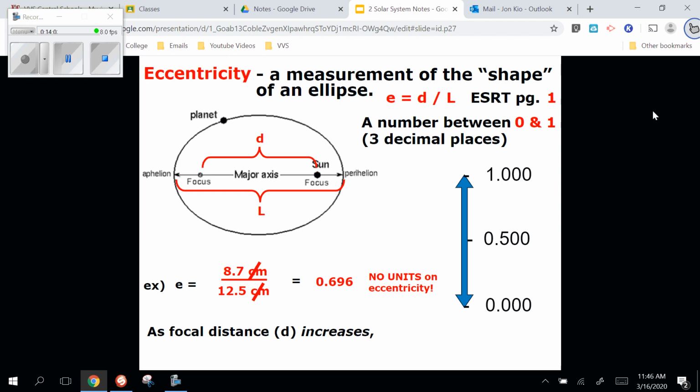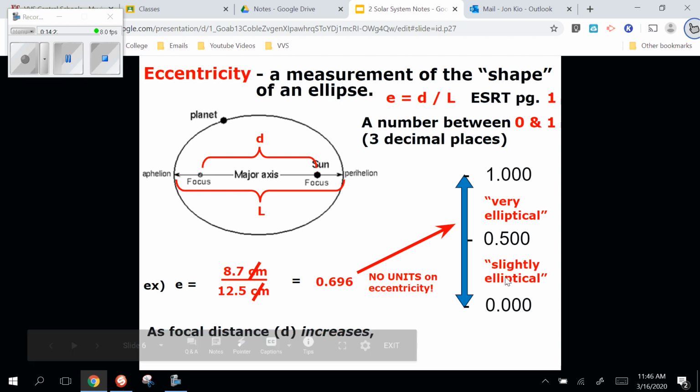Where would this fall in our scale from 0 to 1? Right about there. Anything more than 0.500, we say, generally speaking, those are very elliptical orbits, and anything less than 0.500 is a slightly elliptical orbit. If you remember, the most elliptical orbit for any of the planets was Mercury at 0.206, so it's going to fall right about there. So all the planets have really slightly elliptical orbits. They're almost perfect circles.